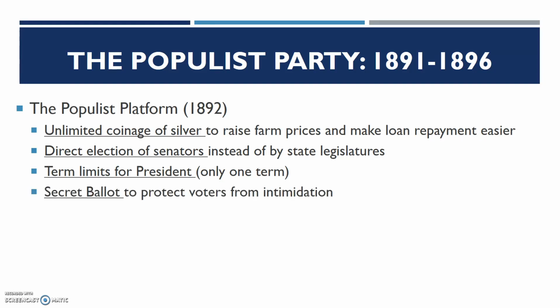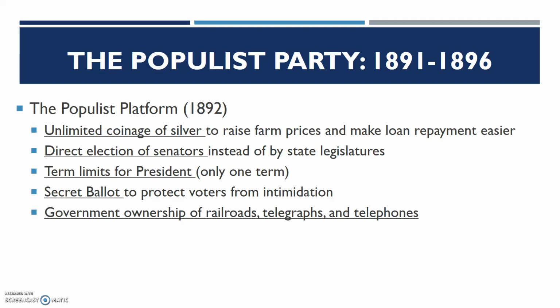The Populist Party also wanted a secret ballot. At this time in the United States, when you cast your ballot, your vote was known. They knew exactly who you voted for. And so voters were often intimidated to vote for other people, or they were retaliated against because they voted for someone else. So they wanted the secret ballot to protect the voters from intimidation.